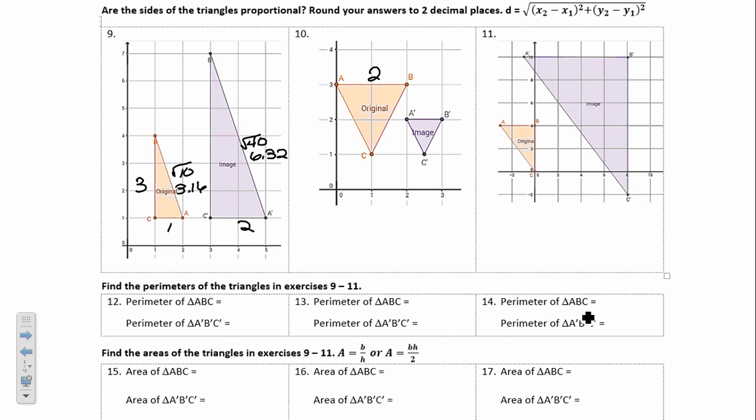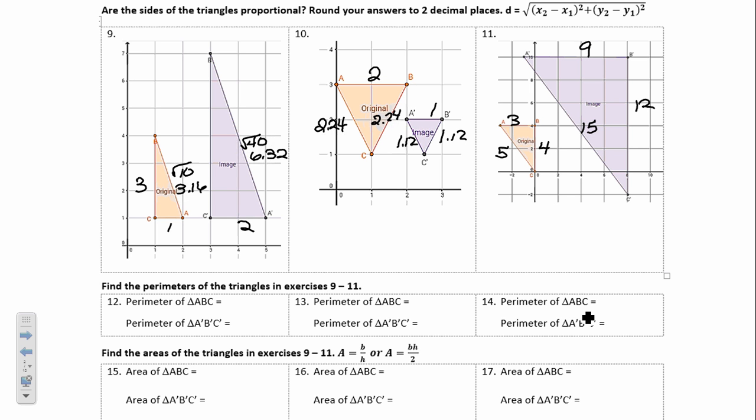So 2.24, 1.12, and then we ended up with a 9, 12, and 15, and a 3, 4, and 5. If you notice, these went by 2s. Yeah, the scale was 2s.